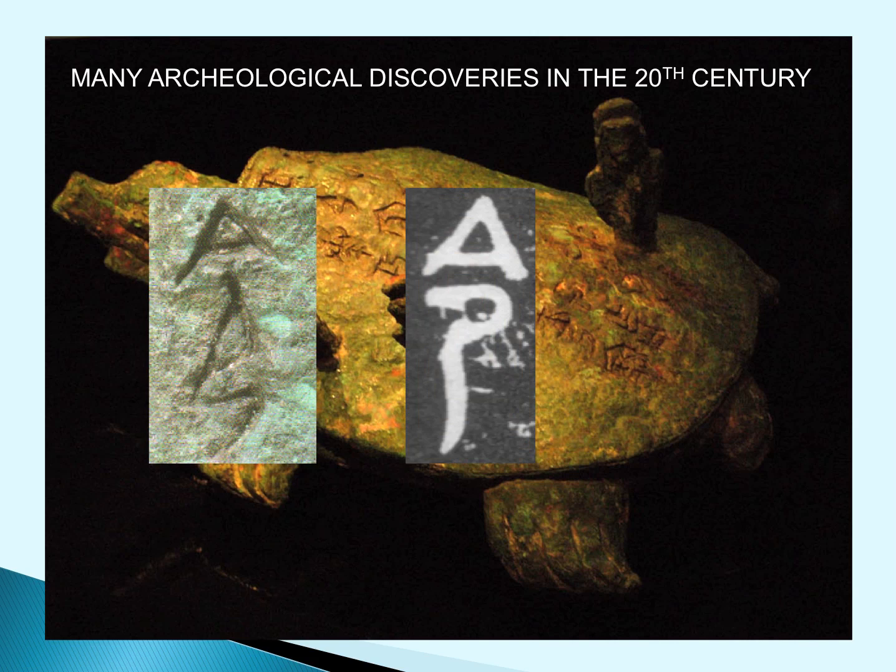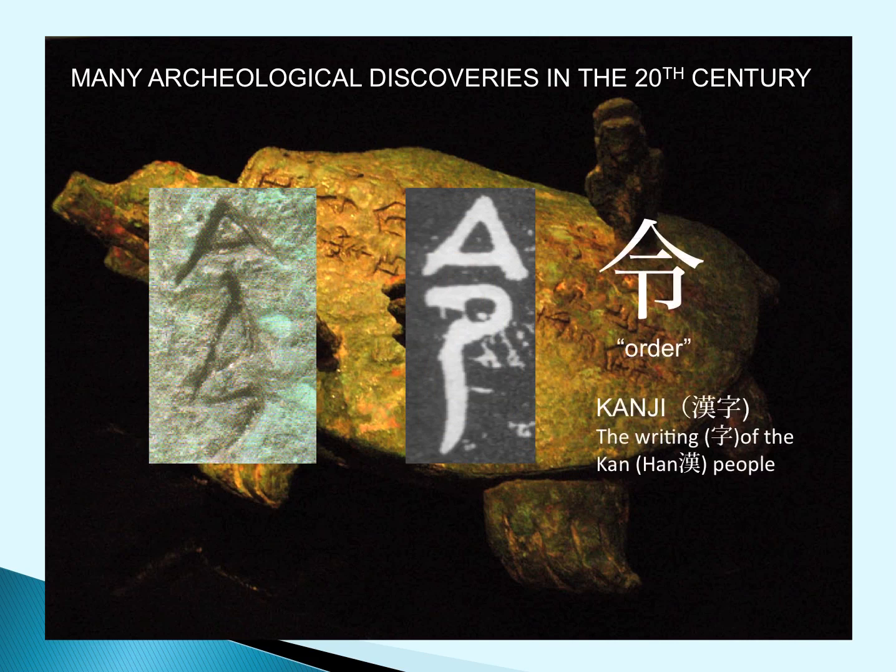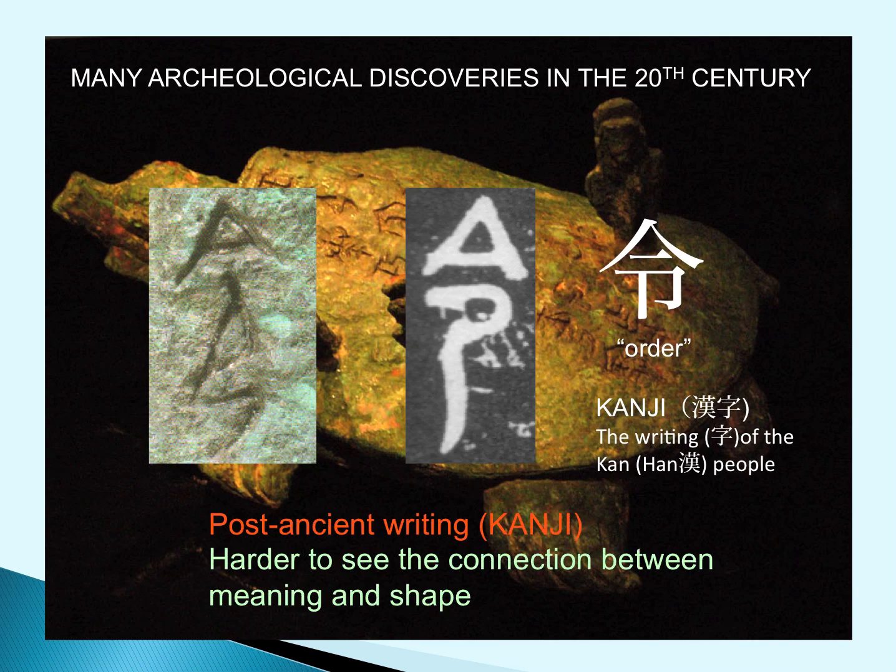This is also an ancient shape, but of a later time. During the time after China was unified in the 3rd century BC, throughout the subsequent Han Dynasty, the writing system underwent drastic change. The lines became straighter and shorter. The newer, more regulated writing style is what we now know as kanji. Kanji in Japanese, Hanzi in Chinese, means the writing of the Kan or Han people. Because of simplification and standardization, now it is much harder for us to see the original meaning in kanji without being told the story.